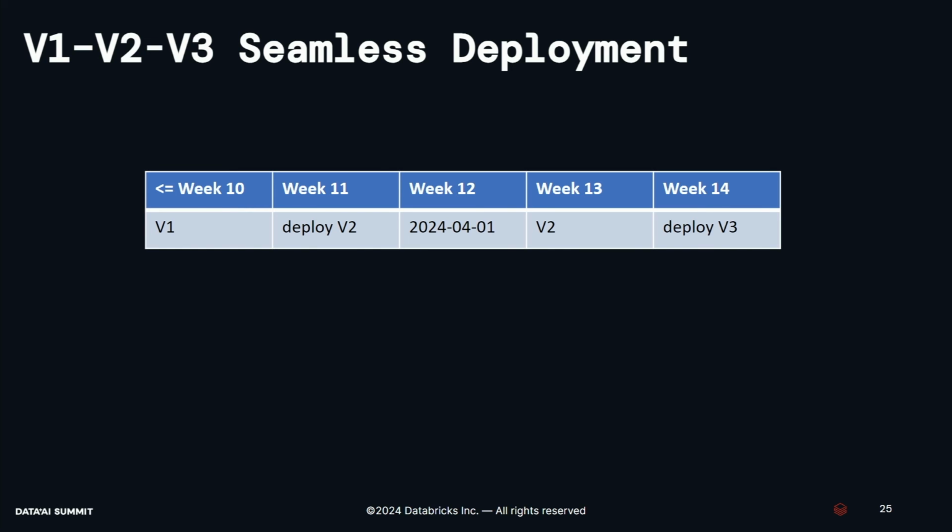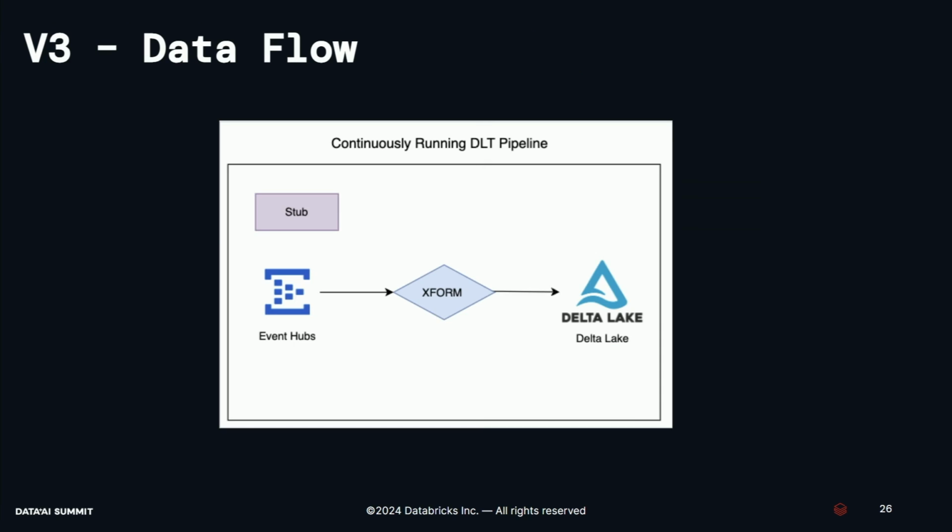So let's take a look at version 3 then. We don't want to leave autoloader running forever, right? Obviously, you're incurring some compute costs there. It's looking at that directory, waiting for files. We knew we didn't need to do that anymore. So now we want to take that original flow out and just leave only the event hubs flow running.